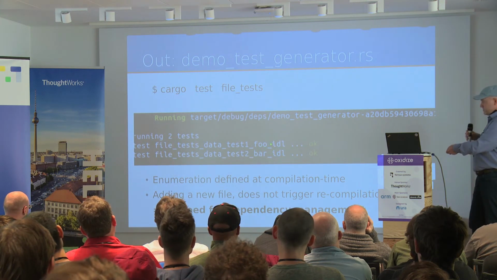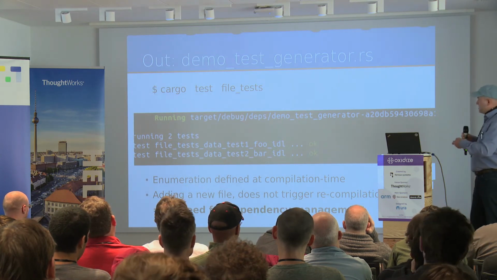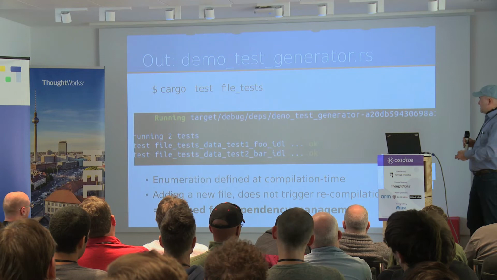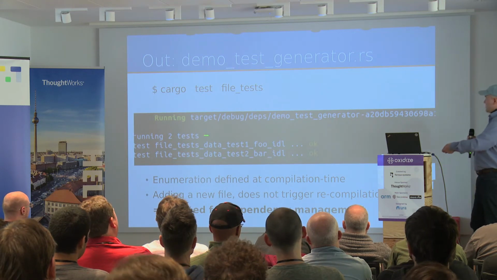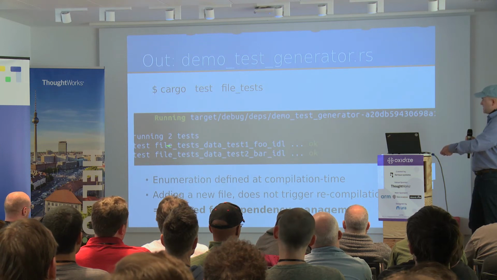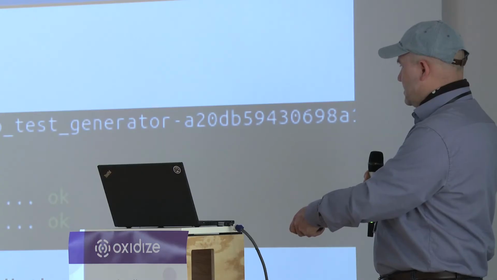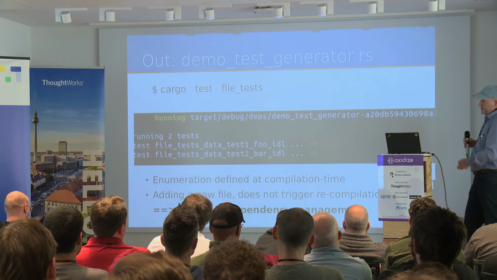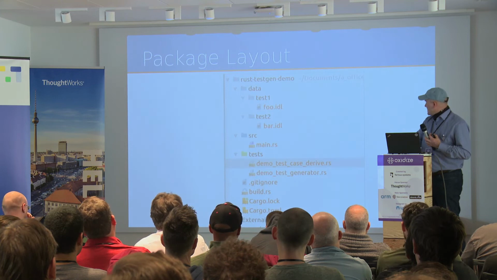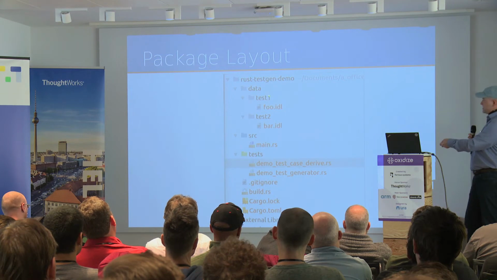When we run this now or compile, we get an output. As you saw before, there were two IDL files in my data hierarchy, and now these have been expanded, and I get two tests being generated: test file, data test1 foo IDL, and test file, file test data test2 bar IDL. That's exactly, if I go back to the layout, what's inside my data folder.